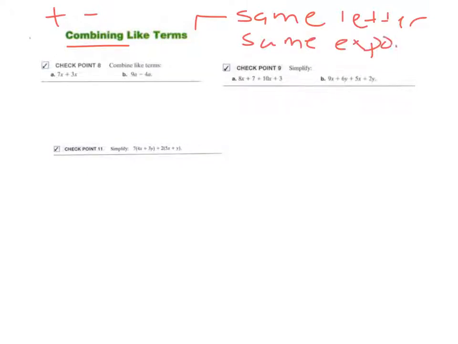Combining like terms means to add or subtract, and like terms means same letter and same exponent. So if they have that, we can combine them. So our first example right here, we have 7x and 3x. X is the same variable, so we can add the numbers, and the letter stays the same. So the letters don't get added, just the numbers. And in this case, we subtract, so we get 5a.